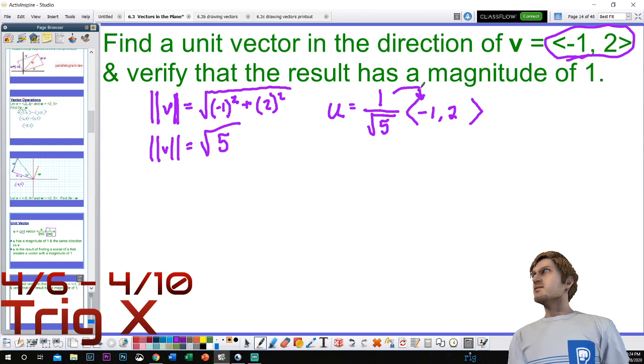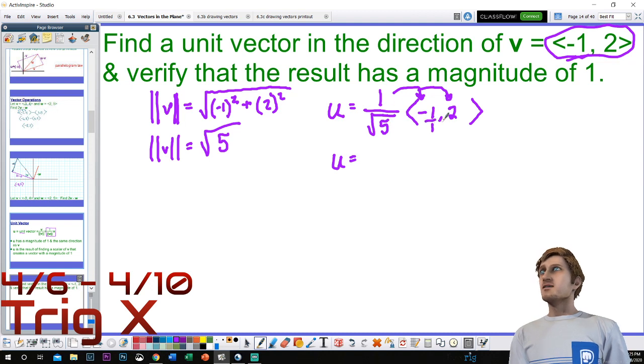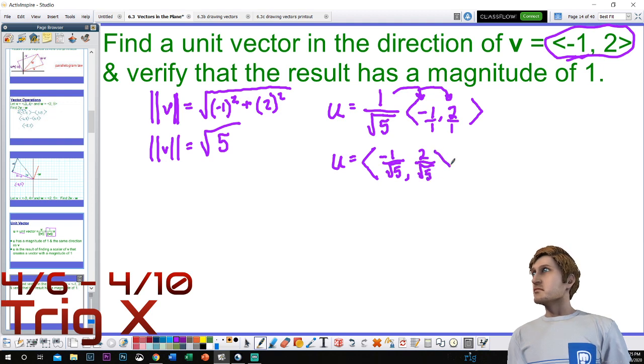Finally, we're going to distribute our scalar. This scalar is going to make this vector smaller so it has only 1 unit in length. I'm going to multiply 1 over the square root of 5 times each of these. If it helps you to think of it correctly, we're going to put both of those over 1. So now I have a unit vector of -1 over square root of 5, comma, 2 over square root of 5. That is my unit vector.